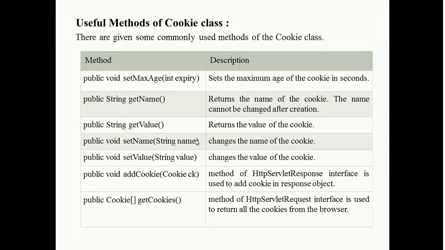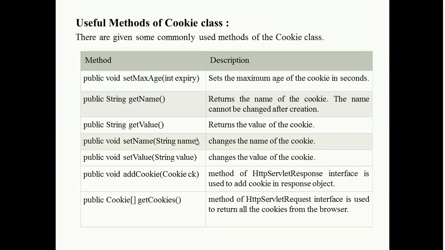So getName method is used to return the name of the cookie, and once you give the name to the cookie, then you cannot change the cookie's name. Next method is public String getValue. This method returns the value of the cookie.